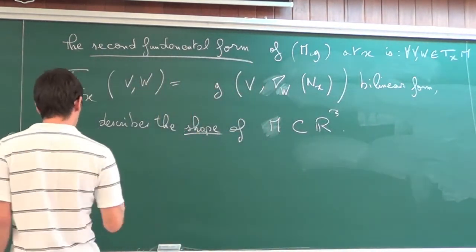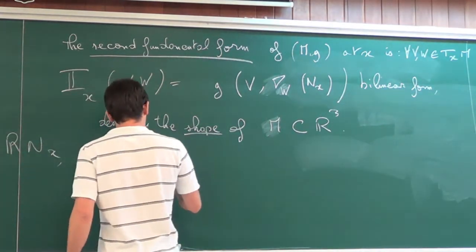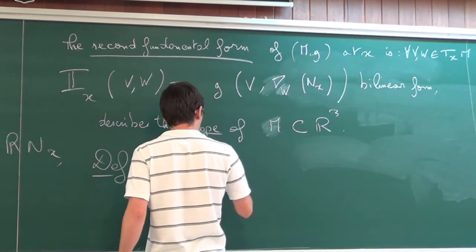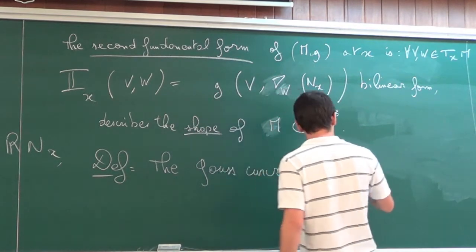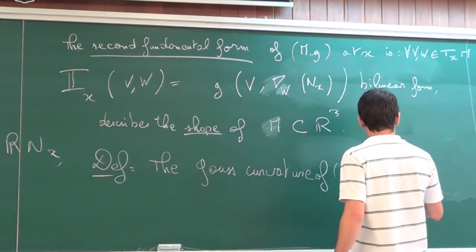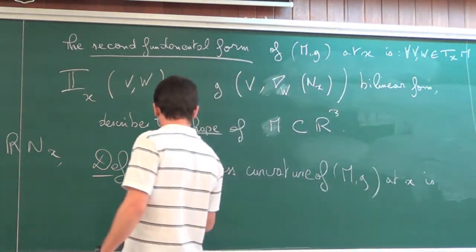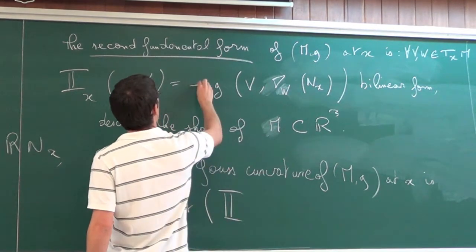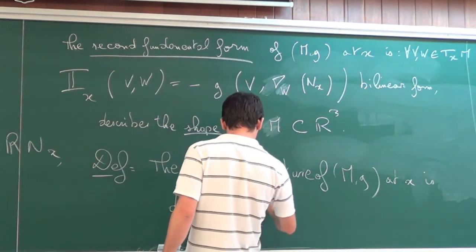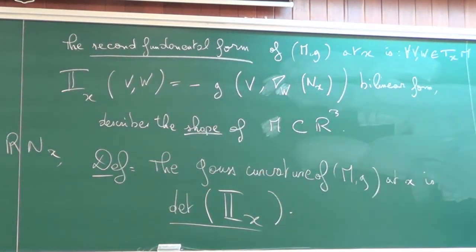And what is the curvature, which is often called the Gauss curvature? It's just the determinant of this form. Many of you may have only seen this definition.